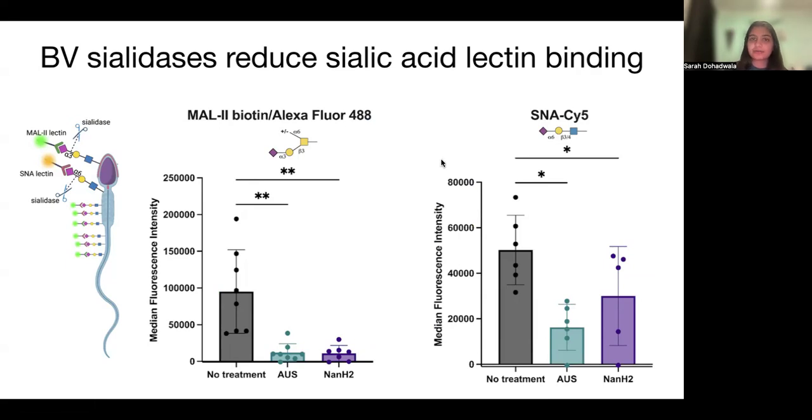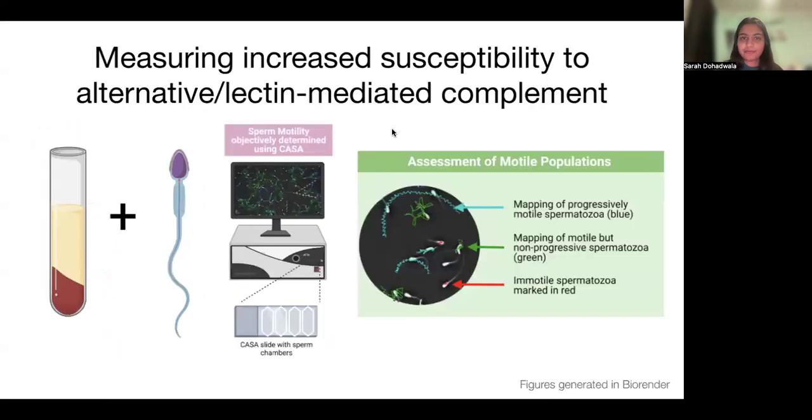The graphs look a little different, but that's because MAL2 has a secondary amplification step, and the PE is directly conjugated to the SNA, so that's not there for this one. But overall, the results show that BV sialidases are able to remove these sialic acids on the surface of sperm.